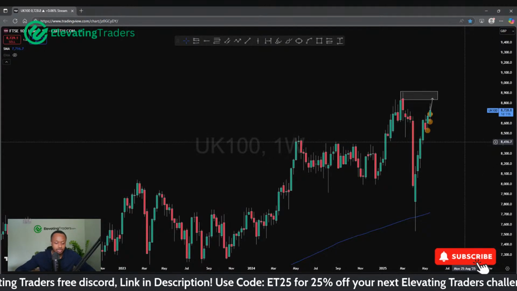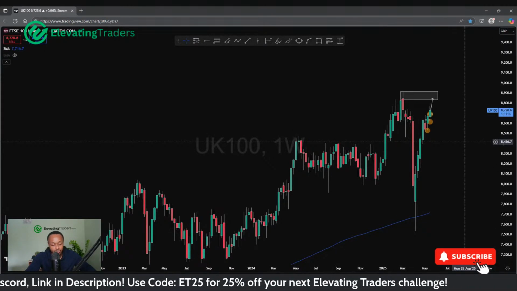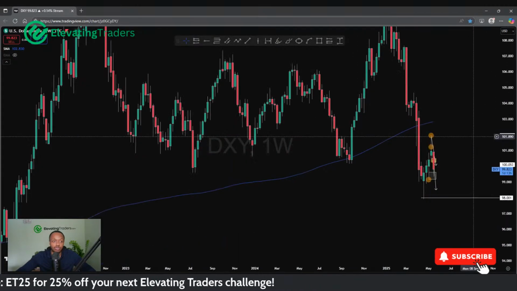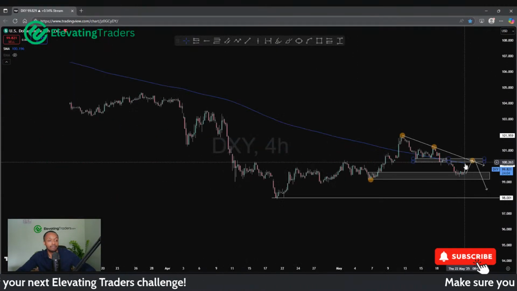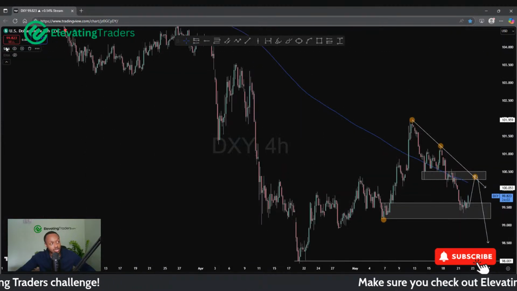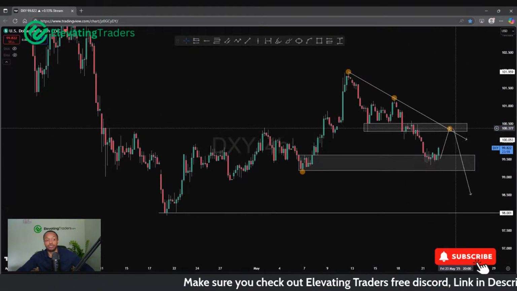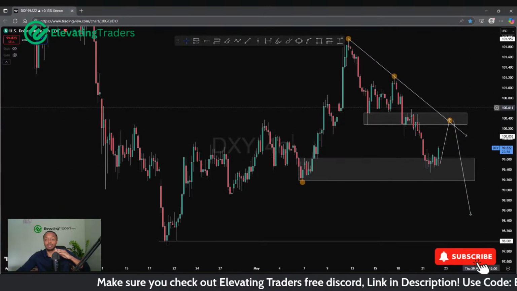So that could mean potentially more dollar weakness as well. When dollar's weak, stocks go up. When stocks go up, dollar's weak. So that probably invites more selling pressure there for the dollar. Again, I'm still looking for that push back to 100.4 at least. So I'm not looking to sell the dollar just yet.